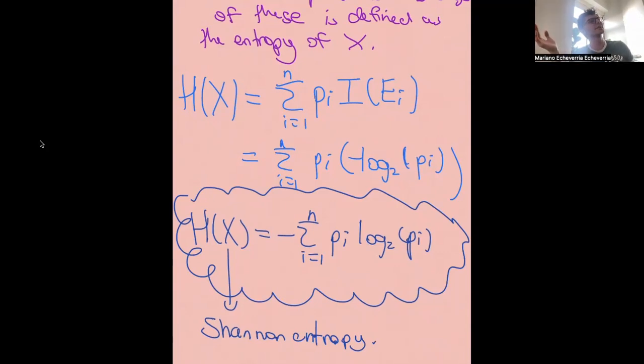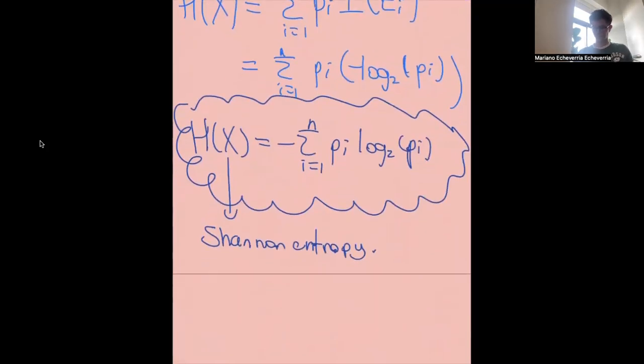So the entropy is like the average amount of information that the random variable x contains. Heuristically, it's the average amount of information that x contains.